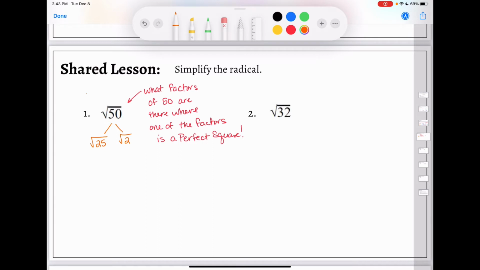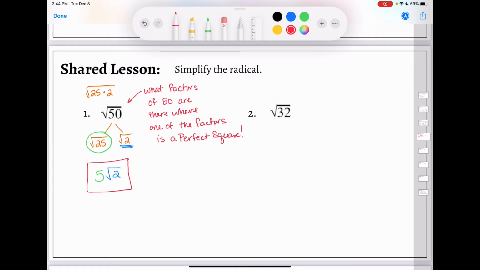Now, you could represent that like square root of 50 equals 25 times 2, all inside the radical, and just write a times sign in between them. If you like that better, that's perfectly fine. Both mean the same thing. So what we're looking for then is which one of those is a perfect square. The square root of 25 is a perfect square, so the square root of 25 is 5. So that 5 is no longer inside the radical. The square root of 2 is not a perfect square, so it stays as the square root of 2. So my fully simplified answer for number 1 would be 5 radical 2.